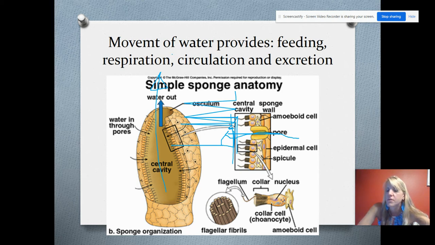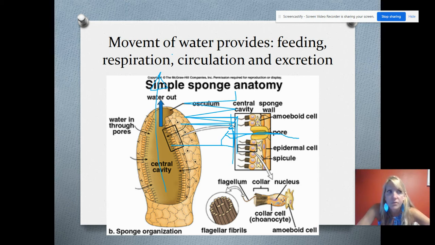There's something called dissolved oxygen in the water. That's how fish get their oxygen from their gills. So sharks get their oxygen from their gills. And sponges need oxygen too because all animals need oxygen, right? And so they get it through the water. It's called dissolved oxygen. So they get that through their collar cells.